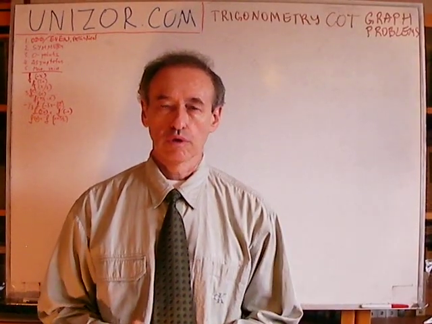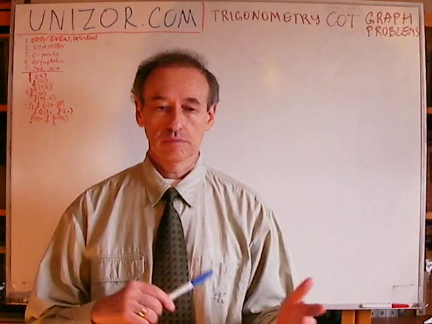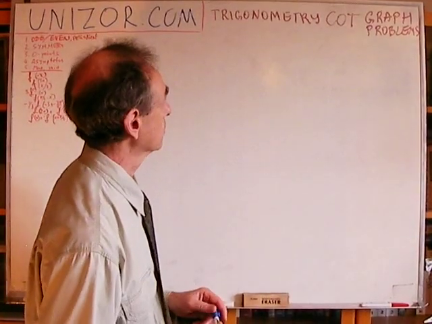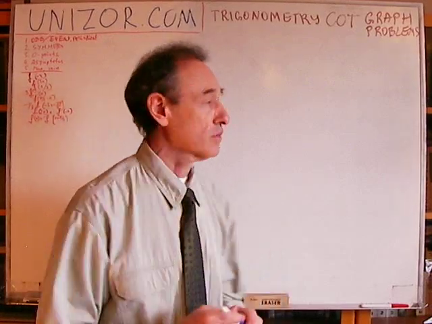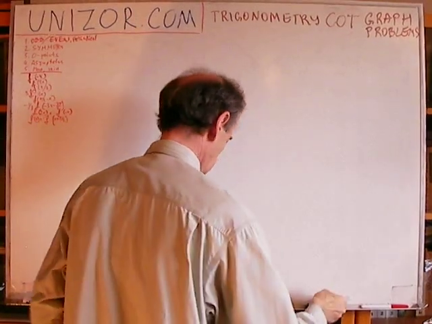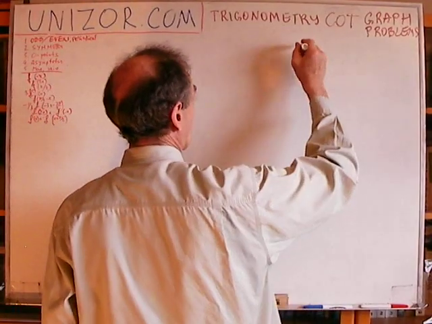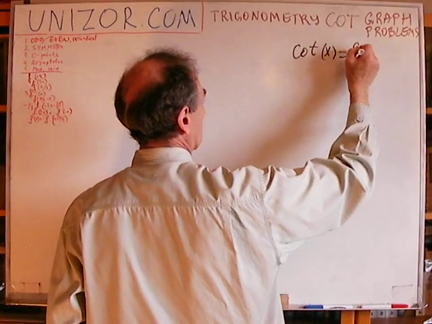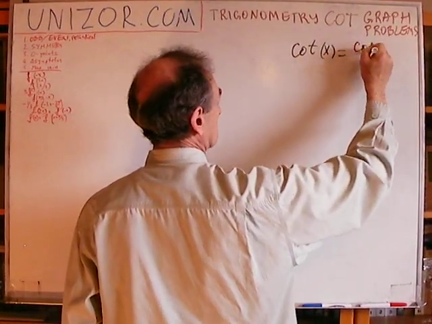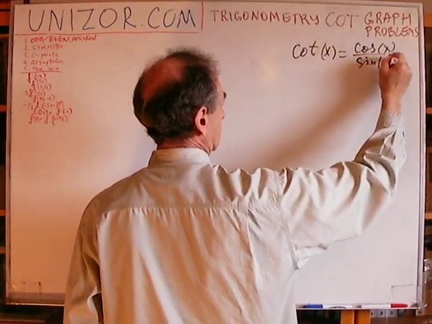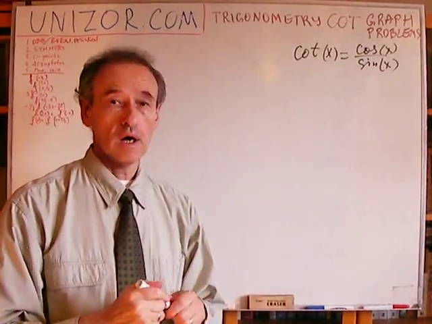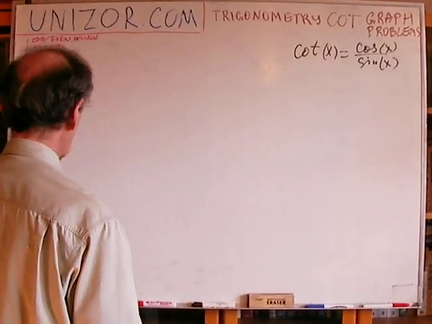Today we will graph the cotangent function and all the related items we will consider. The definition of the cotangent is cosine divided by sine. And I do have a few different problems related to the graph of this particular function. All right, so let's start.